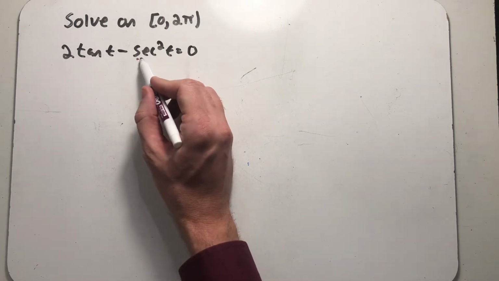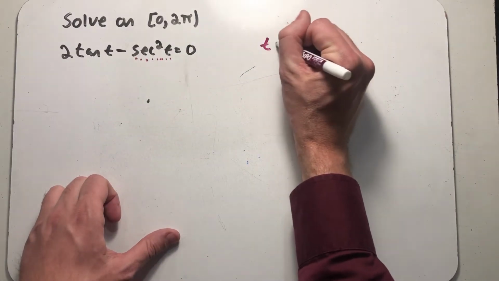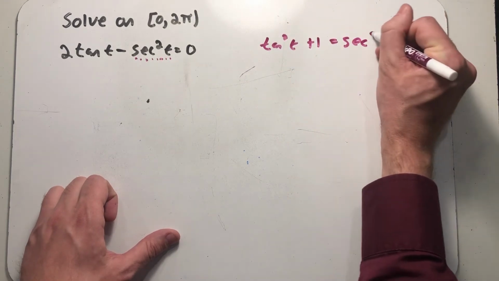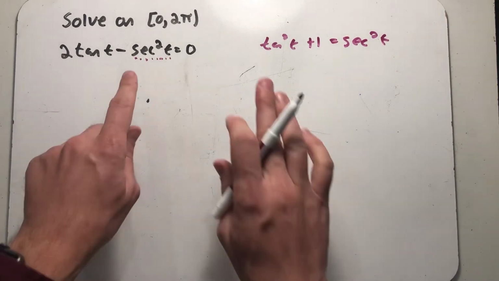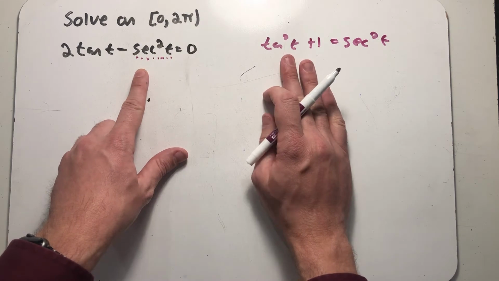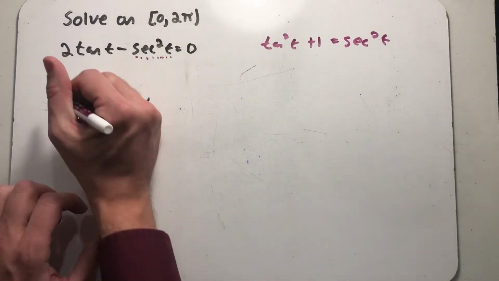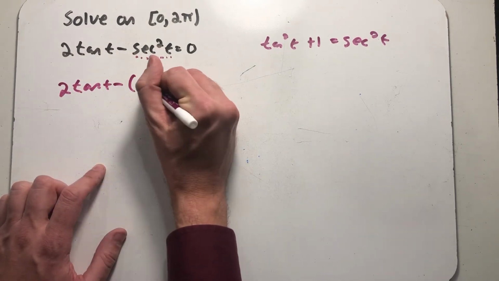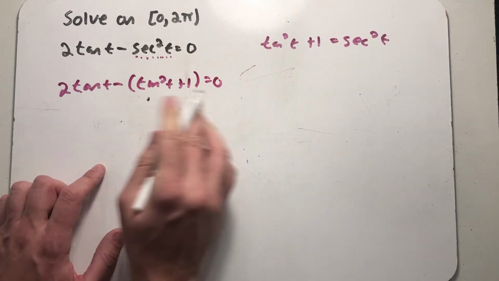And just the secant squared part's giving me the impression that I might be able to use a Pythagorean identity. In fact, I know that tangent squared t plus 1 is equal to secant squared t. And that'll give me the ability just to make a swap here of secant squared for tangent squared plus 1 and get everything in this equation in terms of tangent. So let's just go on and do that. All right, and so now let's see what happens.